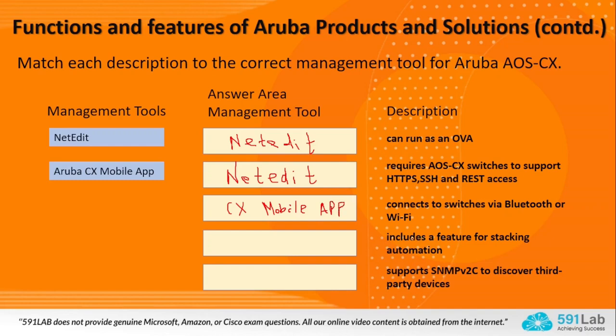Then next description includes a feature for stacking automation. Stacking automation can be done using the CX mobile app. It will automatically detect the switches that can be stacked. Then you can do the stacking using the mobile app.